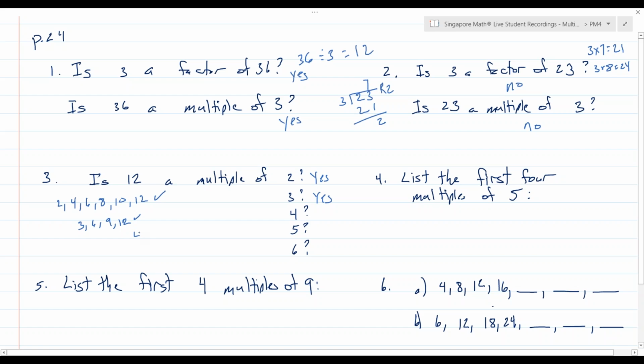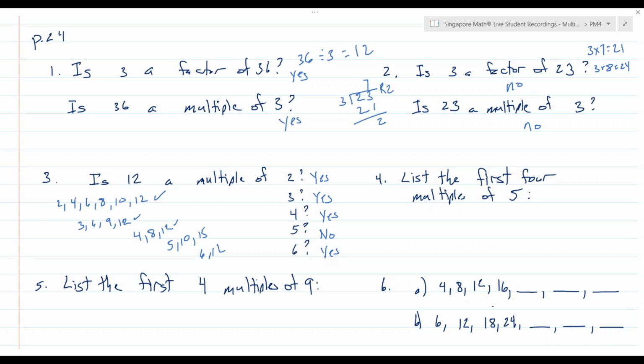What about if I count by 4s? 4, 8, 12. Yes. 12 is a multiple of 4. How about 5s? 5, 10, 15? Nope. That one doesn't work. 12 is not a multiple of 5. If I count by 5s, I do not land on 12. 6? Yes. Obviously 6 works. 12 is a multiple of 6 because if I count by 6s, I land on 12.